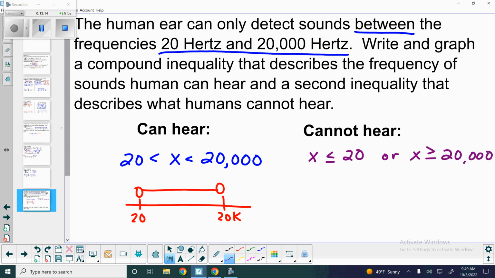When we graph this, this looks like an or inequality. Okay, here's 20 again, and here's 20,000. Okay, greater than or equal to, so filled in going the opposite way, and filled in going the opposite way. Notice that the graphs are the exact opposite of one another. So that's your compound inequalities.